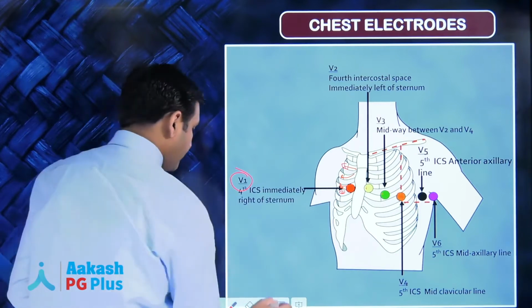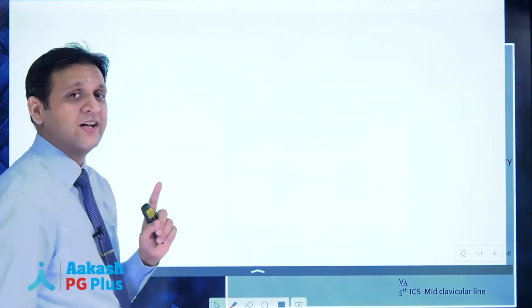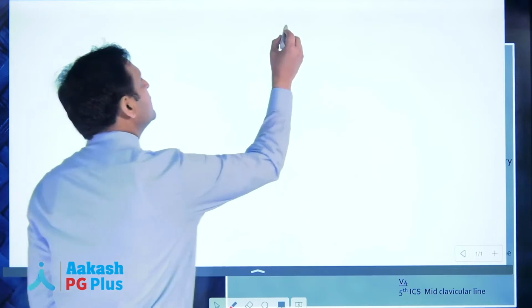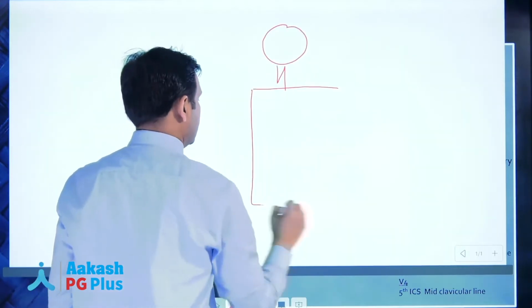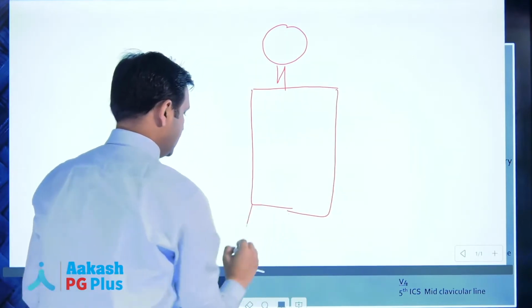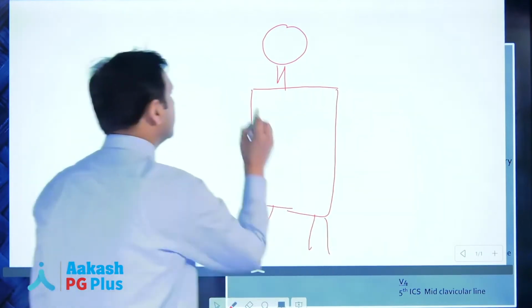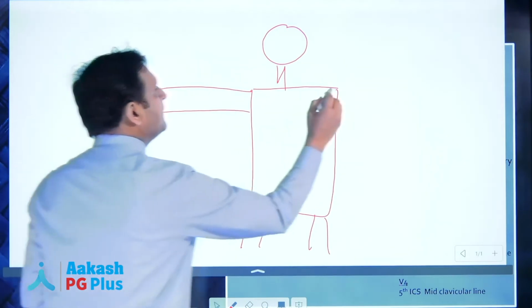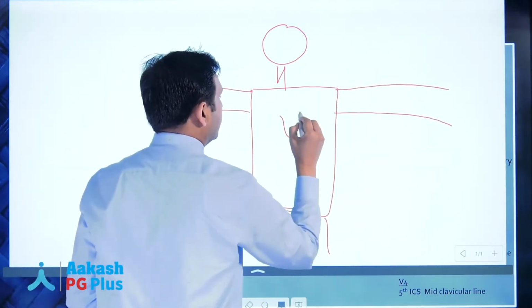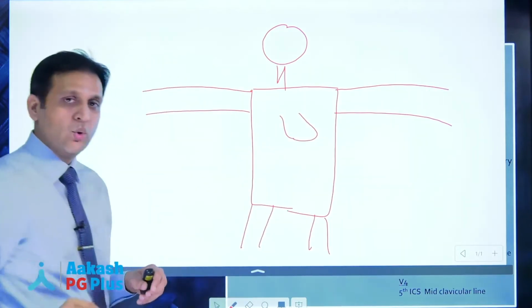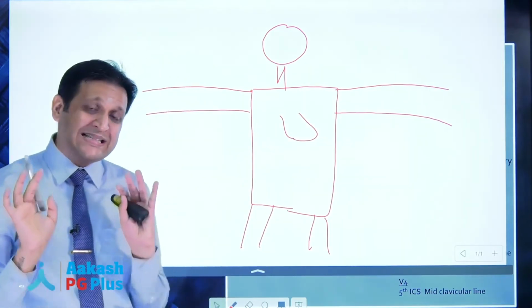Now let us look at the Einthoven triangle. I wanted to draw this. Suppose this is a gentleman standing like this. It's the right leg and the left leg, the right arm and the left arm. And this is our beautiful heart. There are 6 limb leads. Now how are they formed?